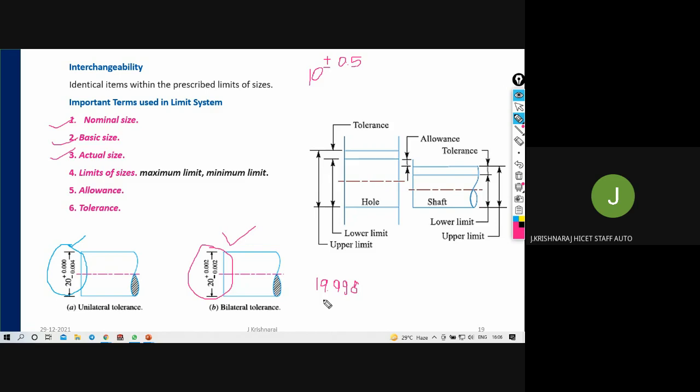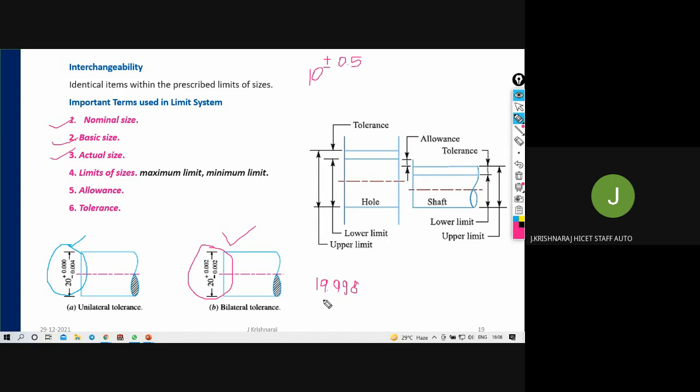A bilateral tolerance is included in both directions, both positive and negative values, like 19.998 as the lower value and 20.002 as the upper value, right? So that is a bilateral tolerance.